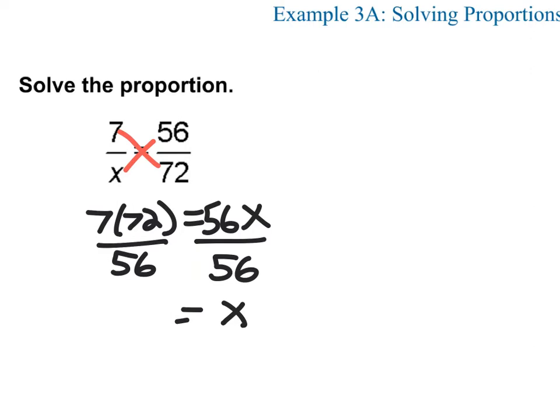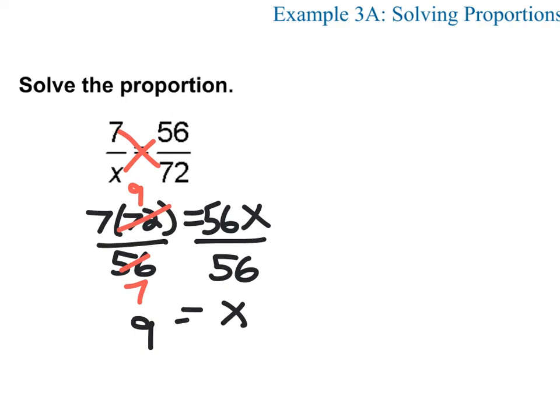And so I have x is going to be equal to 7 times 72 divided by 56, and I can start reducing this fraction a little bit. I can look for common factors. So into 72, I know that 8 goes into 72, that's 9 times, and 8 goes into 56 7 times. And then I can see that there's a 7 in the numerator, 7 in the denominator, and so that's going to cancel out, and my answer is going to be x equals 9.